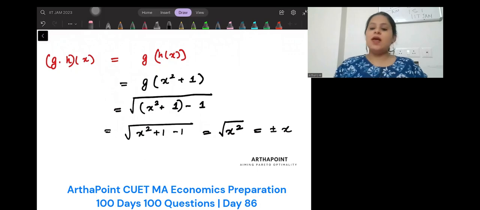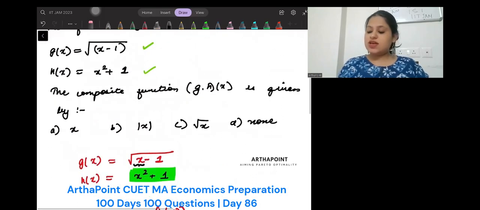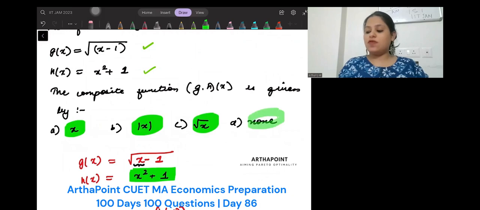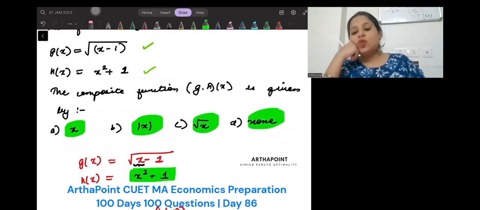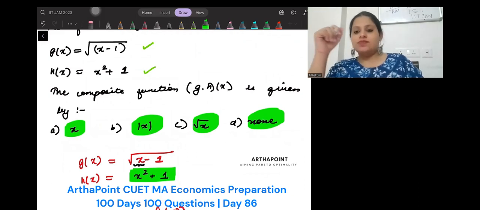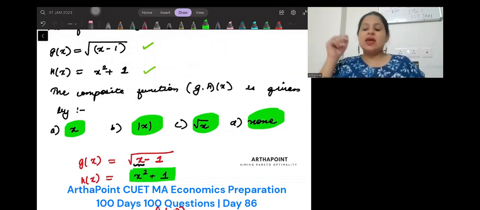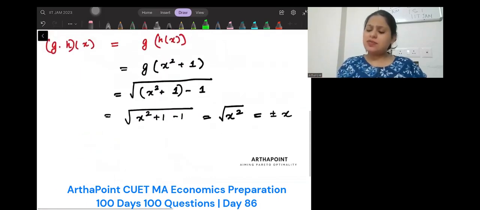Is this clear? Okay. So the question is asking, will it be x? Will it be mod x? Will it be root x? Will it be none of the above? So when we look at g∘h(x), we see that it comes down to root of x squared, which is nothing but plus minus x. And plus minus x is nothing but mod of x.